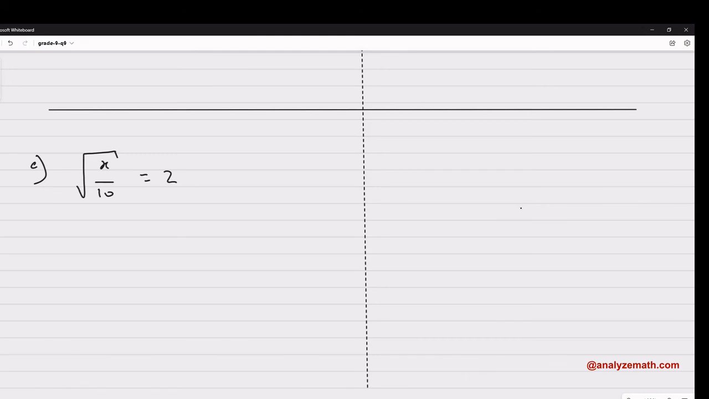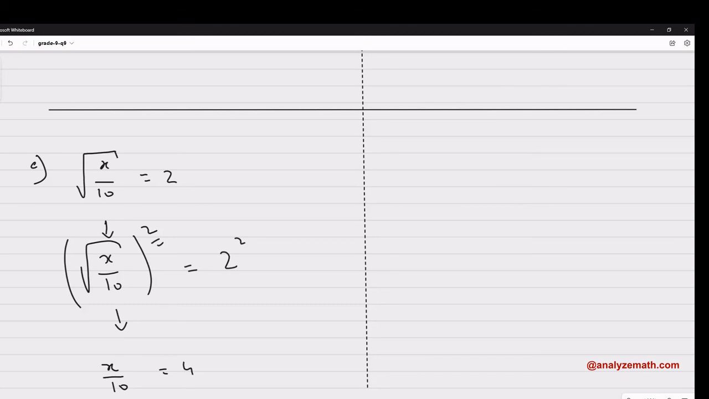Now in part C, we have the square root of x over 10 equal to 2. So the same idea, we square both sides: x over 10, all this will be squared, is equal to 2 squared. Now this simplifies to x over 10. Remember, the square will eliminate the radical, the square root.